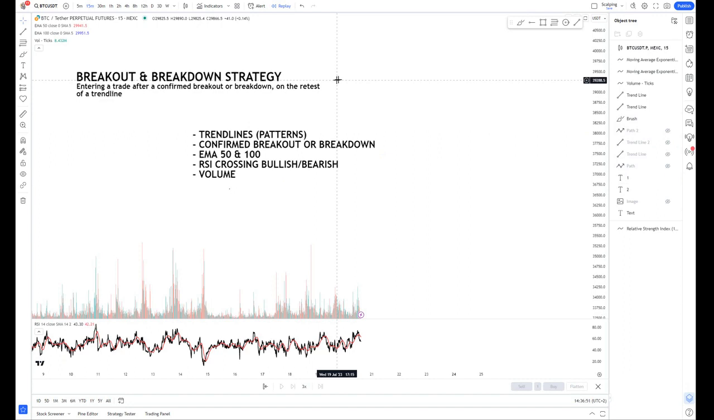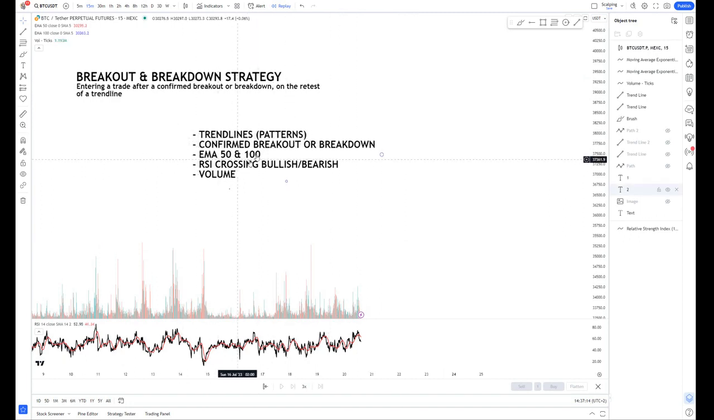If it closes below in case of a breakdown, or above in the case of a breakout, above the trend line. And then after the close of that second candle, you're going to put on your trade, or you're going to look for your entry, stop loss, and eventually take profit.